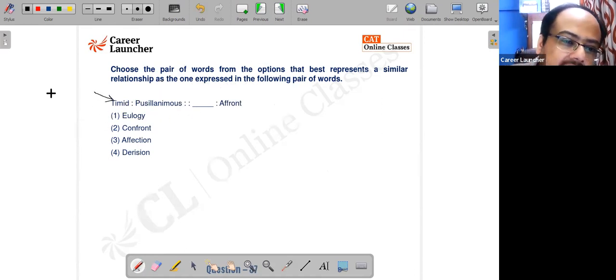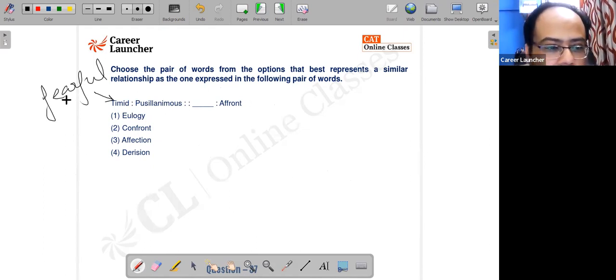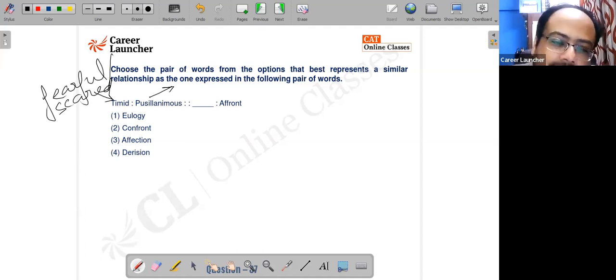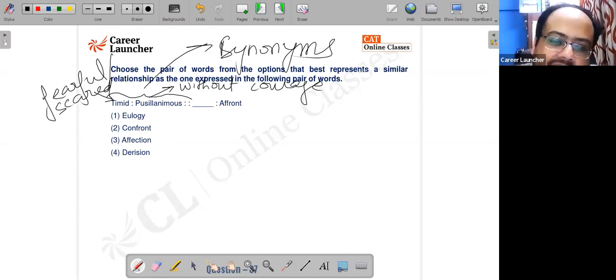Timid means fearful, or scared. Pusillanimous means without courage. So basically, timid and pusillanimous are synonyms. Timid means fearful, scared. Pusillanimous is without courage. So these are similar words.